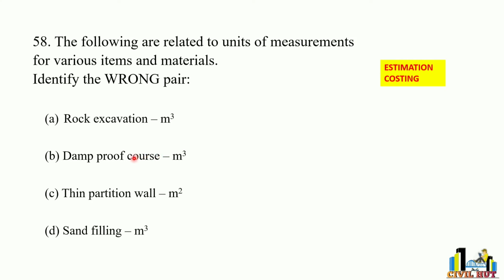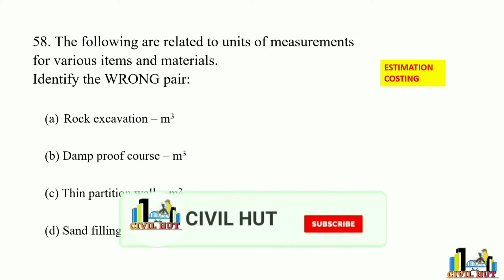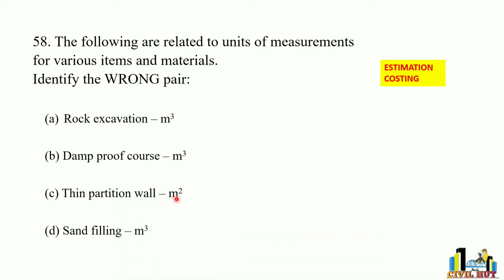We will discuss later. C. Thin partition wall, meter square. Partition walls are measured in meter square only, because the width of thin partition walls is 4.5 inches only, so the width direction is not considered. The length and height directions will be considered. This is meter square only, area only considered. D. Sand filling. This is also, like sand excavation or filling, in meter cube only.